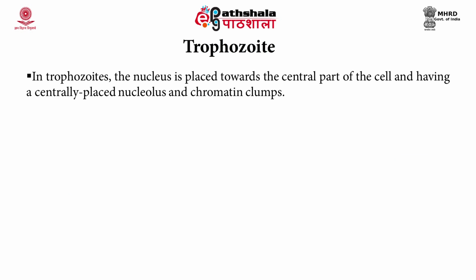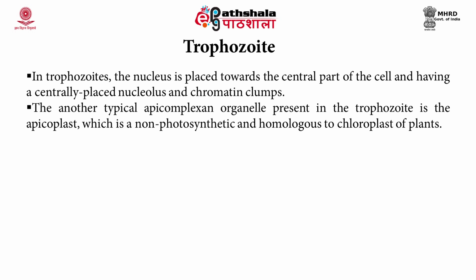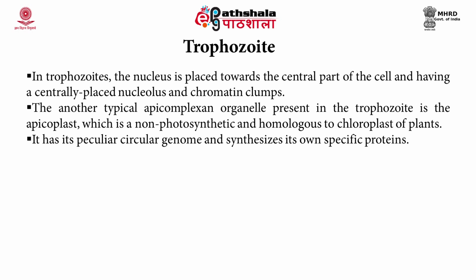In Trophozoites, the nucleus is placed towards the central part of the cell, having a centrally placed nucleolus and chromatin clumps. The anterior typical apicomplexan organelle present in the trophozoite is the apicoplast, which is non-photosynthetic and homologous to the chloroplast of plants. It has its peculiar circular genome and synthesizes its own specific proteins.